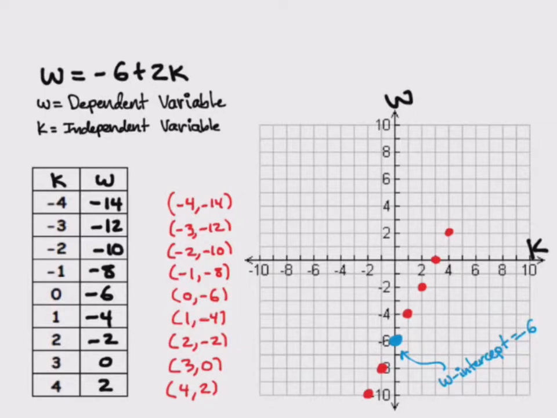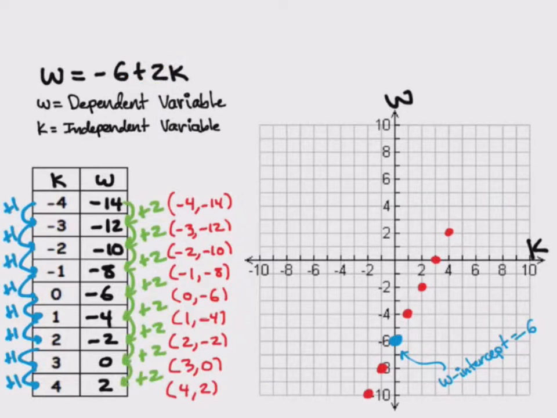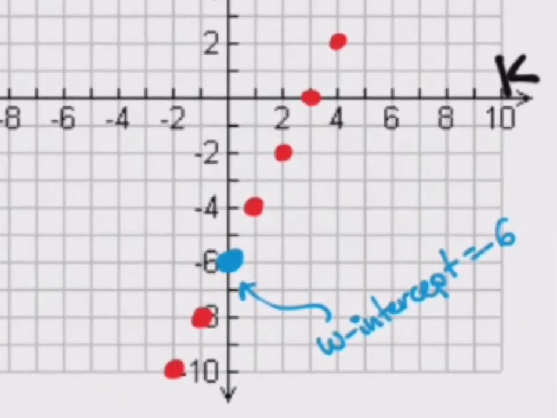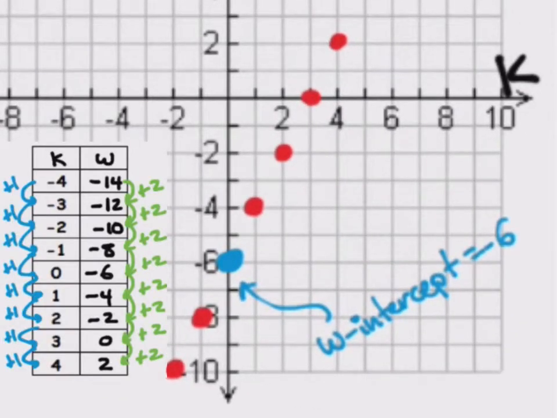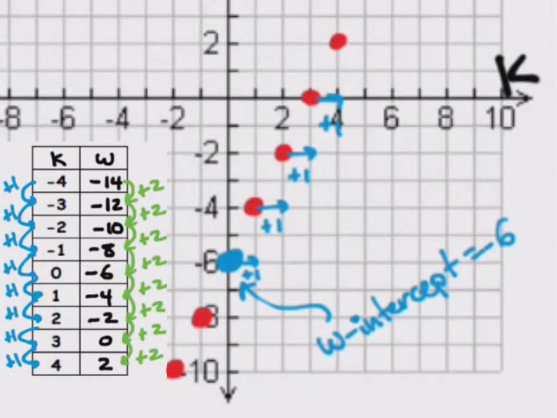But before we connect these points and draw our line, I want to draw our attention back to the table of values. Remember from before that because of this 2 in the equation, every time our k value went up by 1, our w value went up by 2. So, looking at the graph and starting at the w-intercept, every time the k value goes up by 1, that is, every time we move 1 unit to the right on our graph, it's no surprise that our w value goes up by 2. That is, move up by 2 units on our graph.